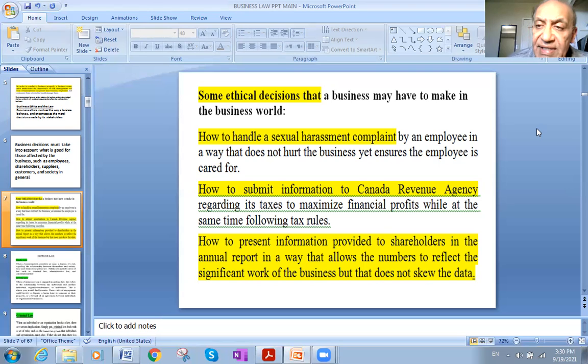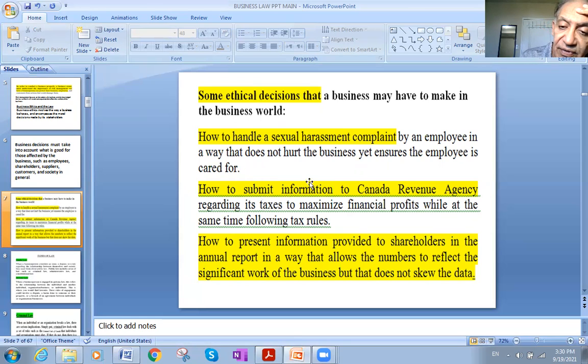I will give you some examples of ethical decisions here. As an example, how to handle a sexual harassment complaint by an employee in a way that does not hurt the business, yet ensures the employee is cared for. So this is an ethical decision, right? You will keep your business and at the same time, you will check out the complaint seriously.